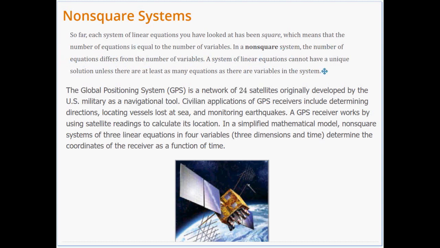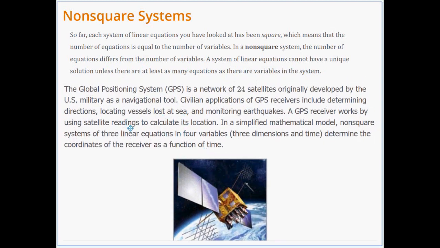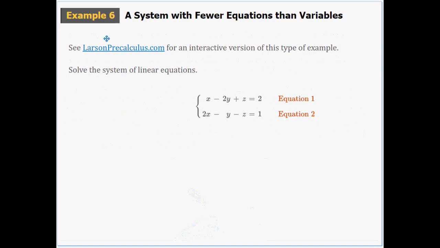There is a neat little thing if you want to pause the video and read this. These non-square systems pop up in GPS, global positioning systems. So let's look at this non-square system here. Two equations, yet we have three variables.